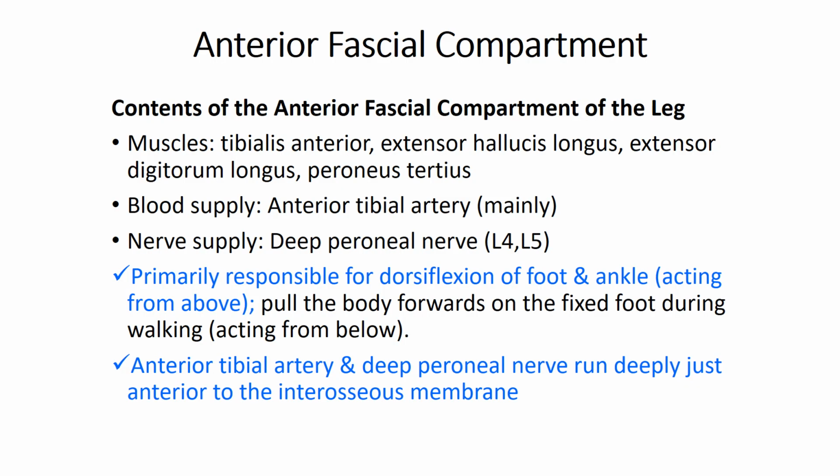Now this anterior fascial compartment, or extensor compartment, contains these muscles: tibialis anterior, extensor hallucis longus, extensor digitorum longus, and a small muscle, the peroneus tertius. The blood supply of this compartment is mainly the anterior tibial artery, reinforced in the lower portion by perforating branches of the fibular artery. The nerve supply is a branch of the common peroneal or common fibular nerve, known as the deep fibular nerve or deep peroneal nerve. Nerve root being L4, L5.